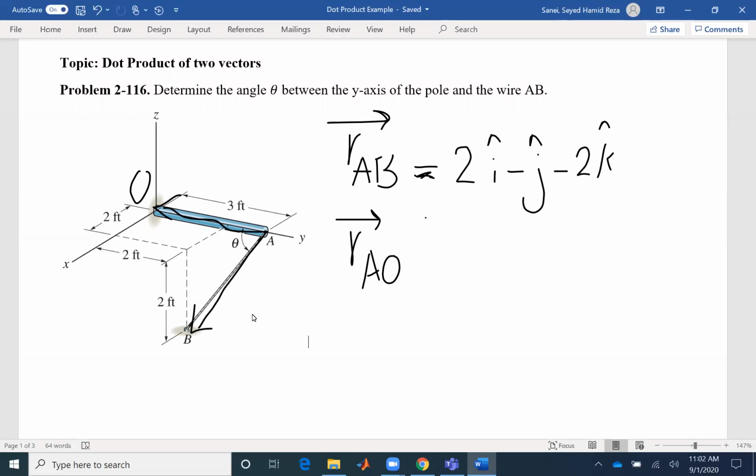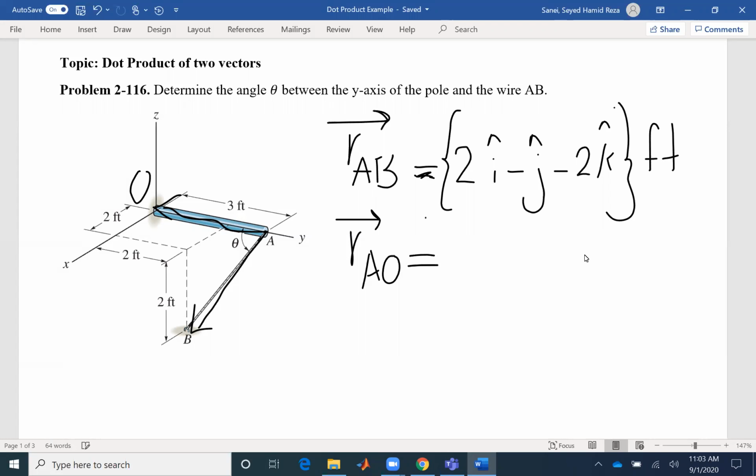By now you should be able to write a position vector. When we are moving from A to B, we are going towards positive x, so that's 2 feet. And then negative j, here the y component for point A is 3 feet, and for point B is 2. So we are going from 3 to 2, so that would be negative j. Also, we are going in the opposite direction of z. From A to B, I'm going down 2 feet. So that's z negative 2.